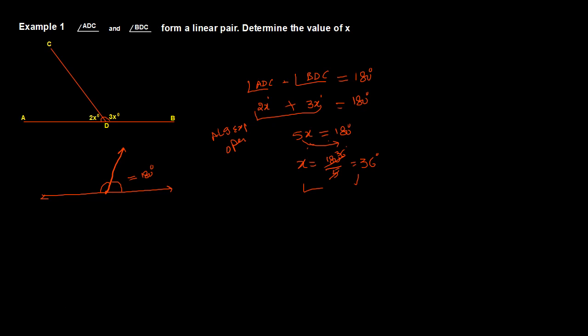So what if they had asked, once you find out the value of x, find out those two angles. So for me, angle ADC is equal to 2x and angle BDC is 3x. Those two are in degrees. So now that we have found out x is 36, we'll just substitute 36. That's going to be 72, and this is 3 into 36.